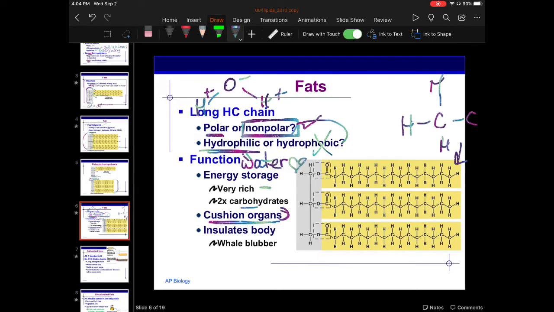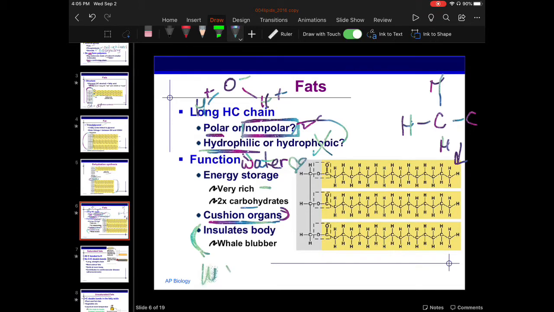I mean, think about all the hard bones and things that you have in there. You don't want those to be poked and prodded by your bones. And then it's also very insulating. It insulates your body. Think about whale blubber, how insulating it is to that whale when they go into the deep, cold oceans.